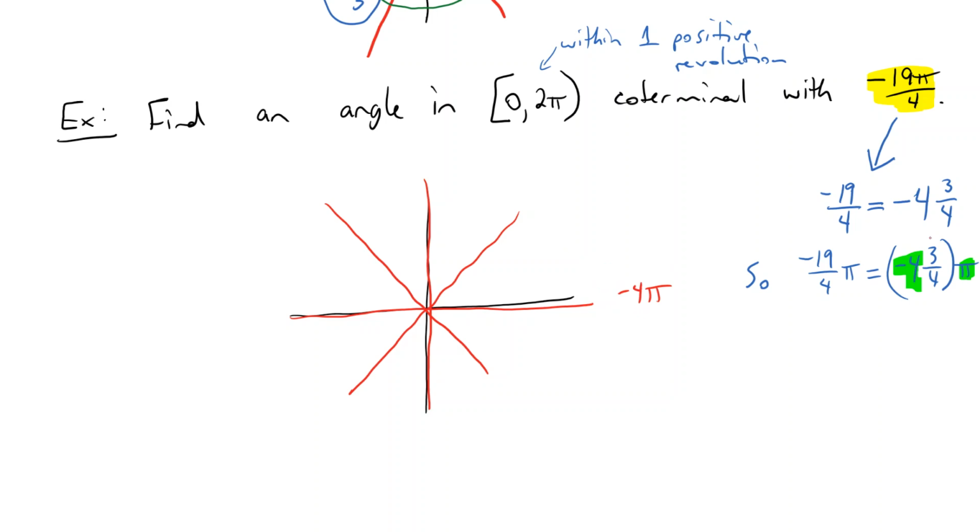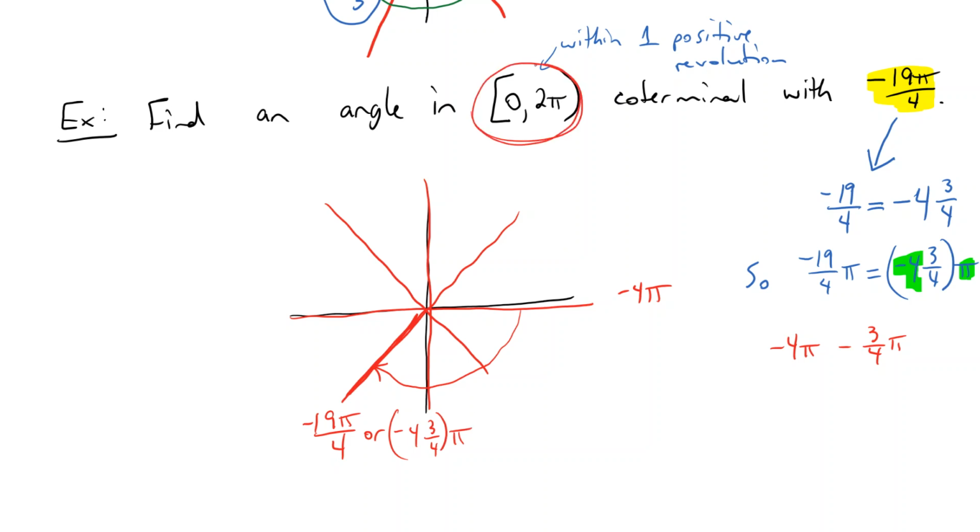And then I go to negative 4 pi, and then I subtract another 3 fourths pi, because this is negative 4 and 3 fourths. So I've got negative 4, negative 3 fourths pi. So here's negative 4 pi, but then I go in the negative direction, 1, 2, 3, and my terminal side is right here. So here's negative 19 pi over 4. Now the path to get there is the negative direction. This angle, negative 19 pi over 4, or negative 4 and 3 fourths pi, is certainly not between 0 and 2 pi.